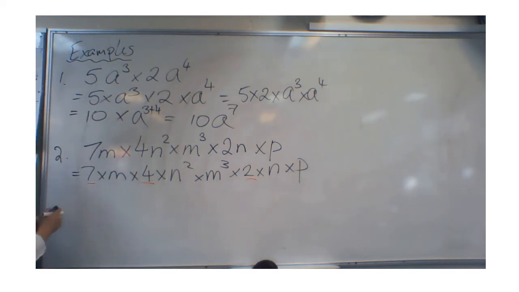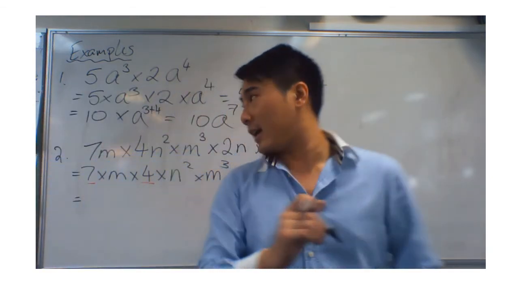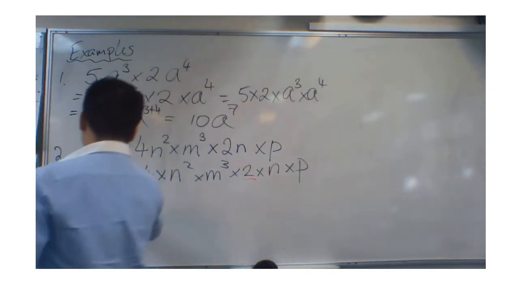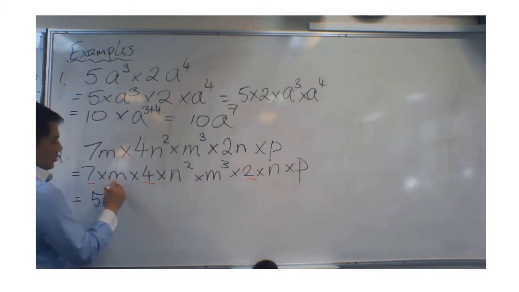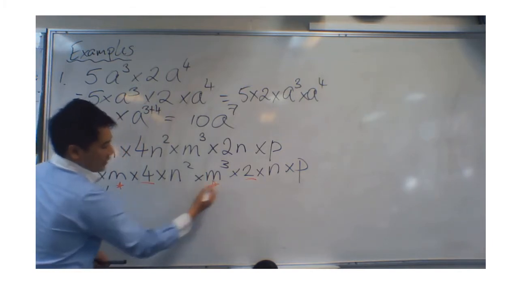So 7 times 4 is, what's 7 times 4? 28. Right? 28 times 2, 56. Okay? If you can't do that, use your calculator. Then next, let's look at the m's. What can I group the m's with? I've got an m here. I've got m to the power of 3.